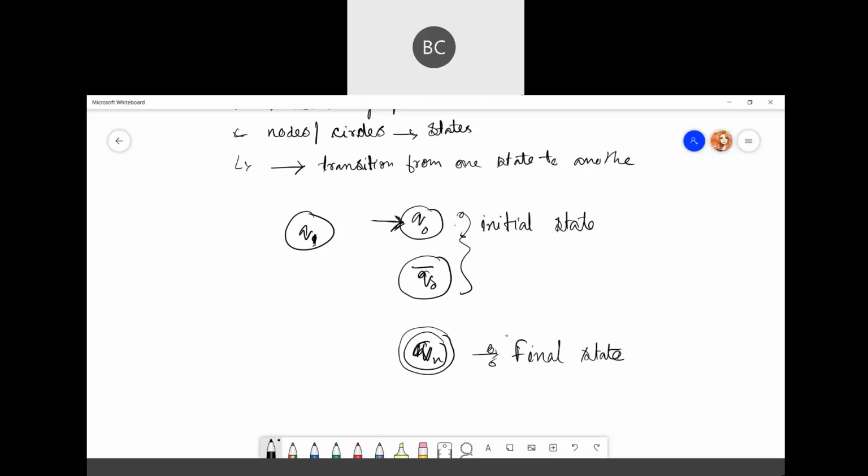So these two things you need to remember. You have to show the initial state. Initial state we show with a circle and the arrow, and the final state we represent with the help of double circles.